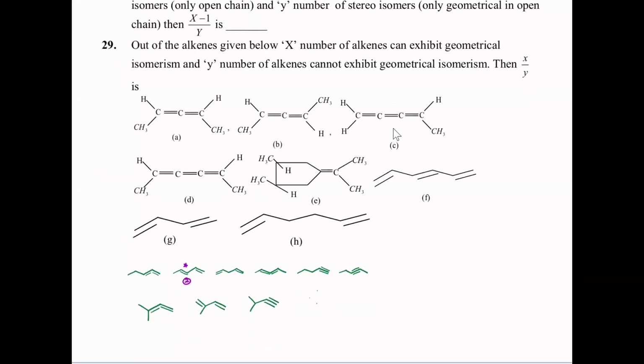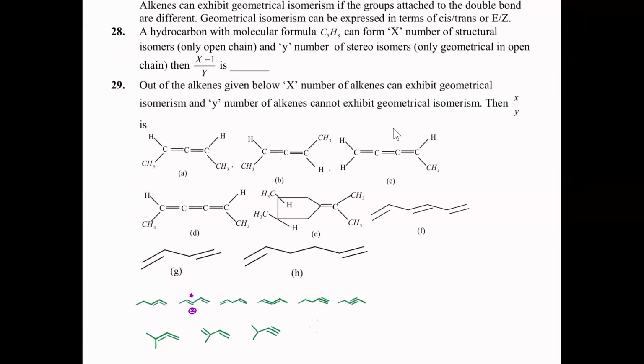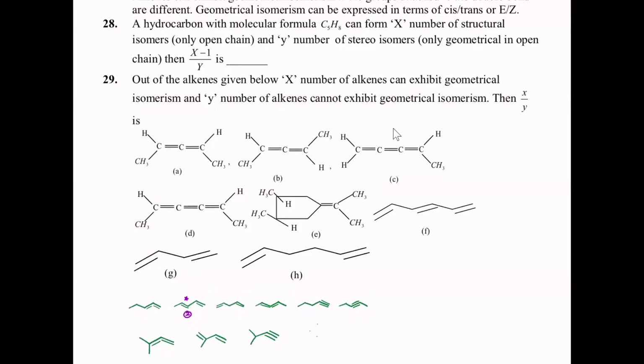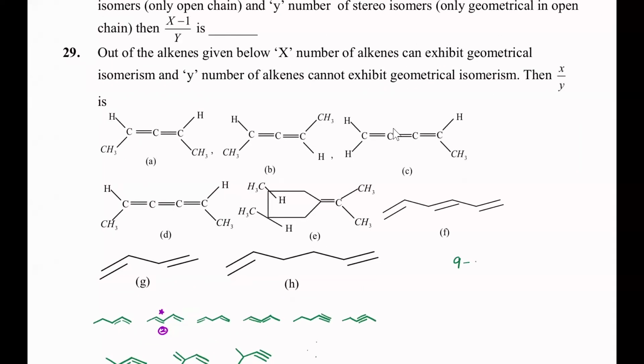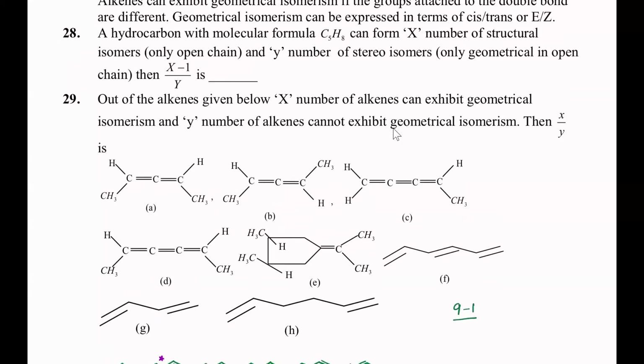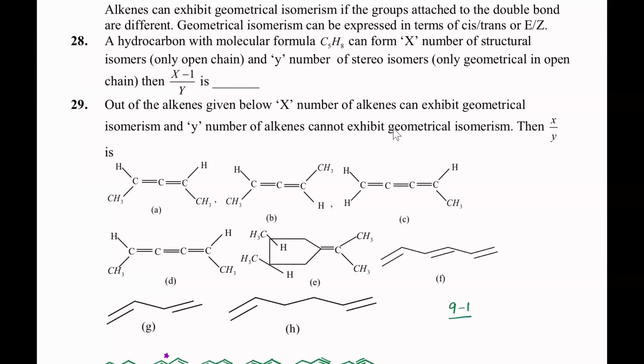Clear? So check out. How many structural isomers are we getting, everybody? 1, 2, 3, 4, 5, 6, 7, 8, 9. So we got a total of 9 structural isomers minus 1 by Y. Y is the total number of stereoisomers. Only geometrical isomers in an open chain we have to consider.